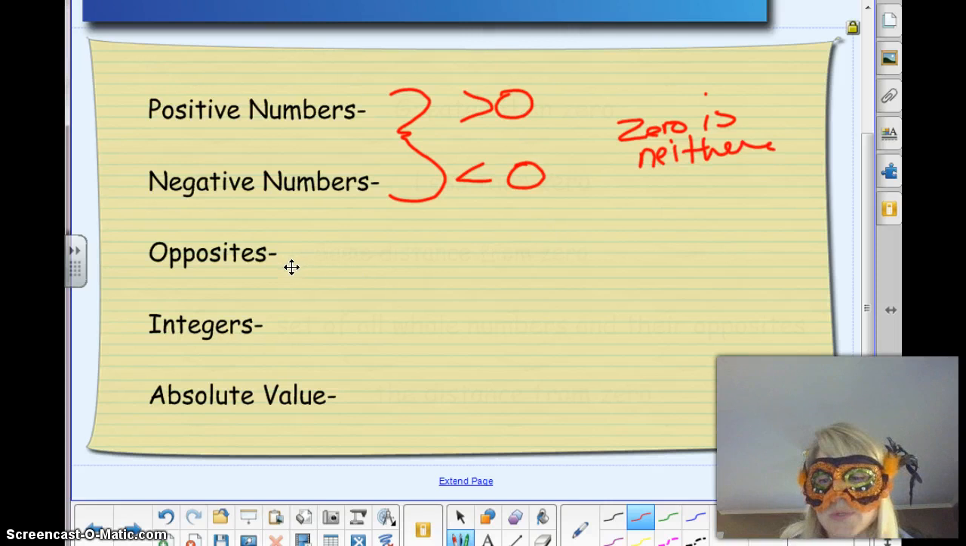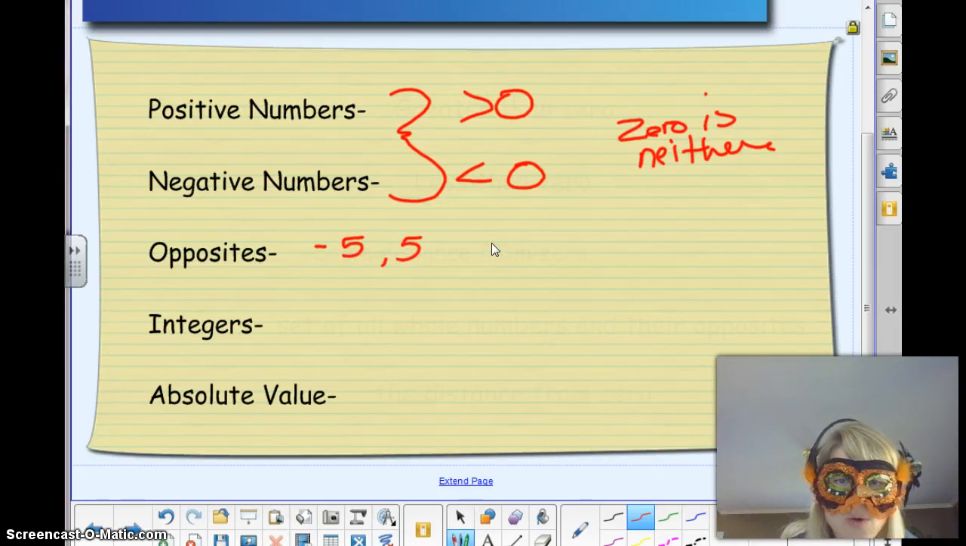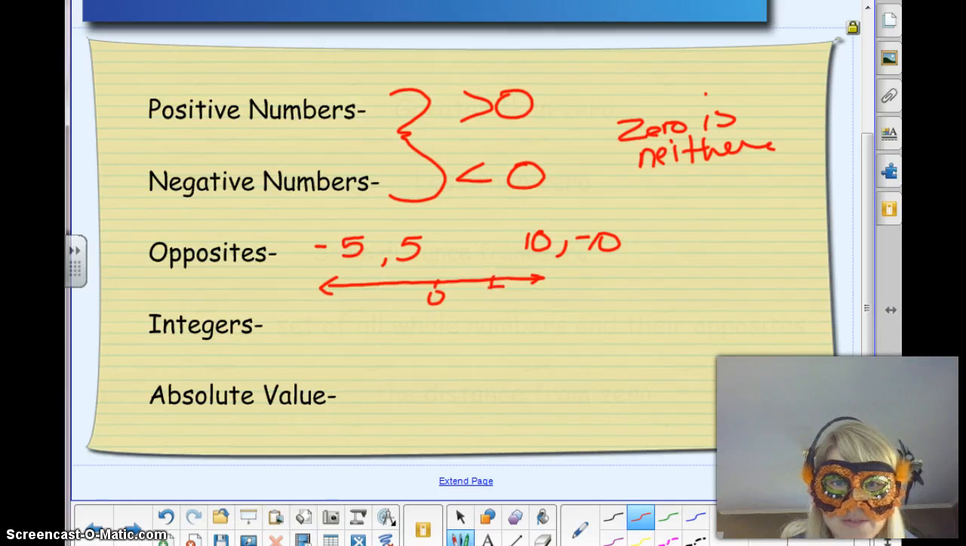Now, opposites, when we talk about opposites, we're talking about positive and negative numbers. So if we have the opposite of negative 5, we would say the opposite is 5. Or if I want the opposite of 10, the opposite of 10 would be negative 10. So it's where you find it on the opposite end of the number line. So here's the number line. Here's my 0. Here's 5. If I want the opposite of 5, it would be down here at negative 5.